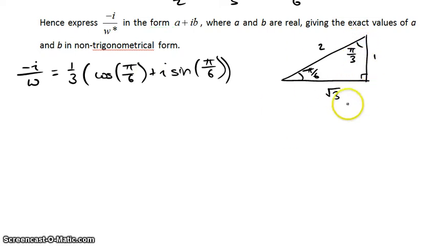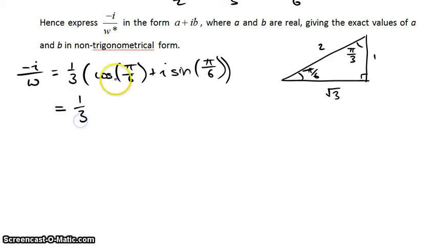So, if this is our triangle, you may ask, how did I know this is the 1 and this is the root 3? This is the short edge, so it should have the smaller angle. This is the bigger angle, so it should give me a bigger edge, right? So that's how I get it.